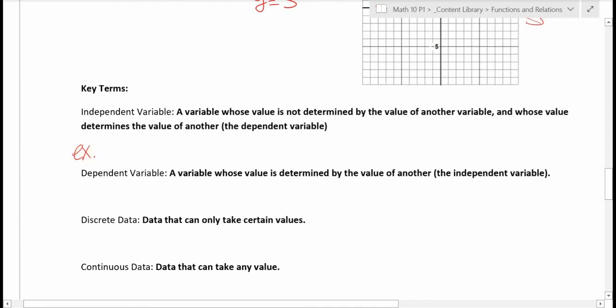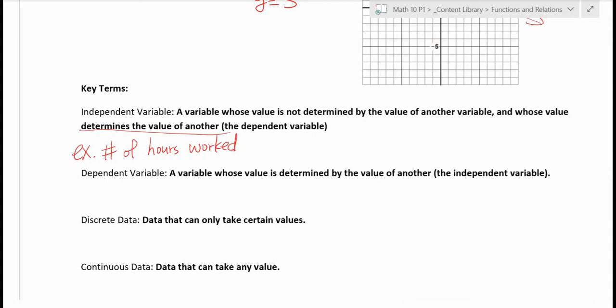if you have a part-time job, then an independent variable could be the number of hours worked. The reason why this is independent is because its value determines the value of another. This determines how much money you actually earn. The more hours you work, the more money you get. The fewer hours you work, the less money you get. So the number of hours worked would be an independent variable because it's not affected by other things. Okay, so that's an example.